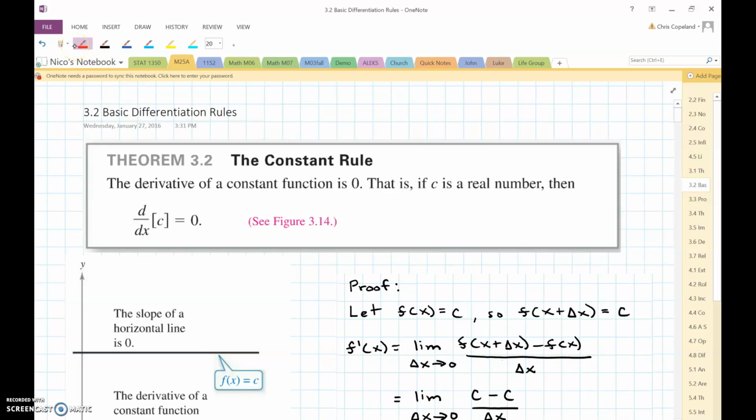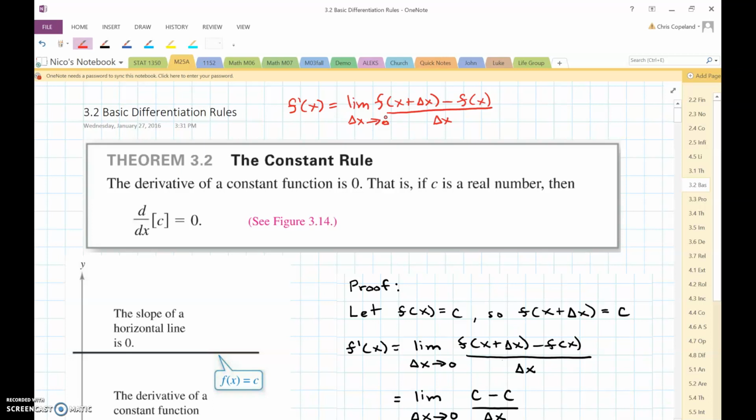Okay, 3.2 Basic Differentiation Rules. So, in 3.1, we learned the definition of the derivative: f prime of x, or the derivative of f of x, is equal to the limit of f of x plus delta x minus f of x, all over delta x, as delta x goes to 0.